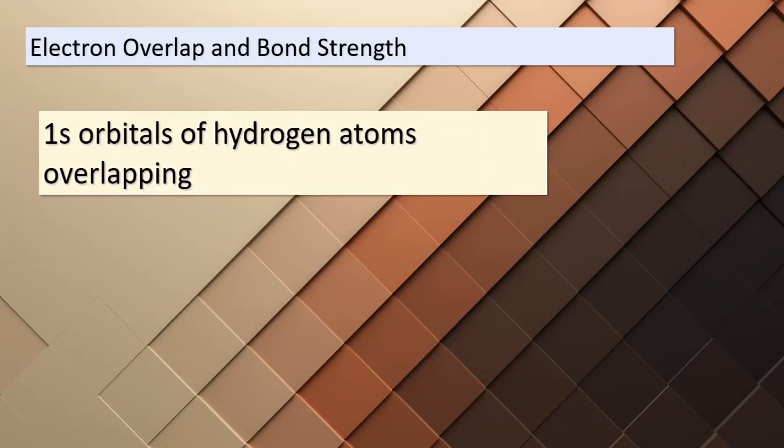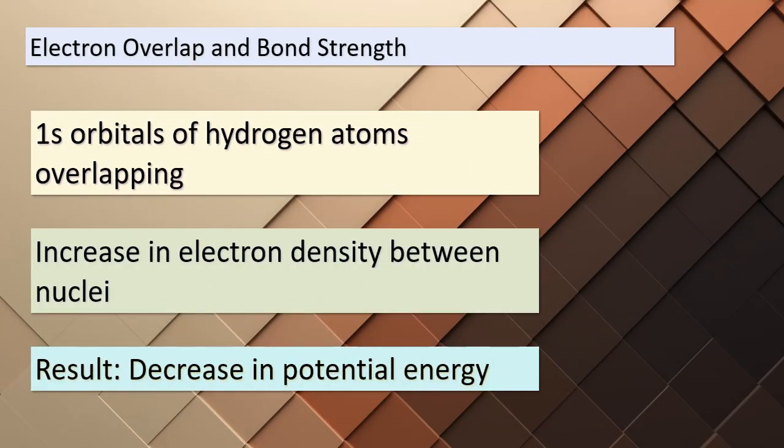As the hydrogen atoms come closer, their 1s orbitals start to overlap. This overlap leads to an increase in electron density between the nuclei. This change in electron distribution results in a fascinating outcome. The potential energy of the system actually decreases. This signifies that the bond between the atoms is growing stronger.